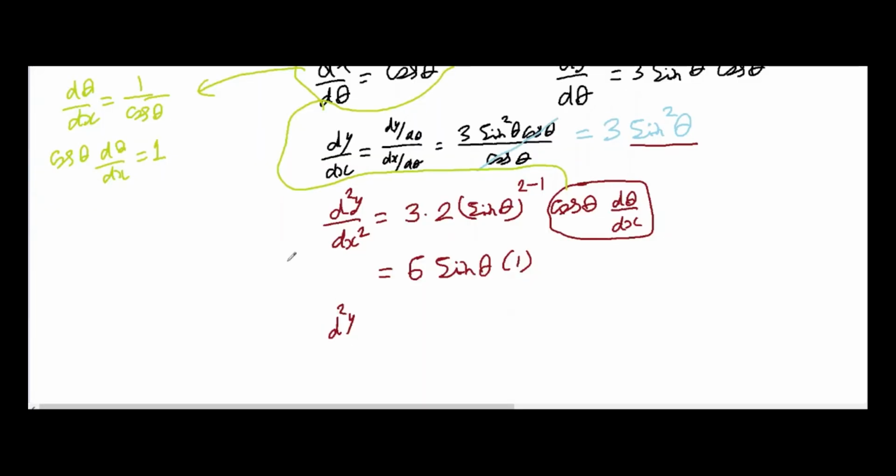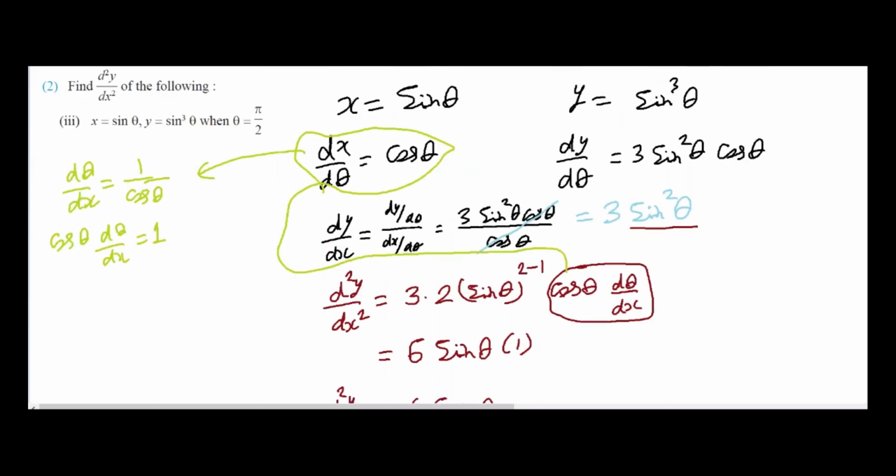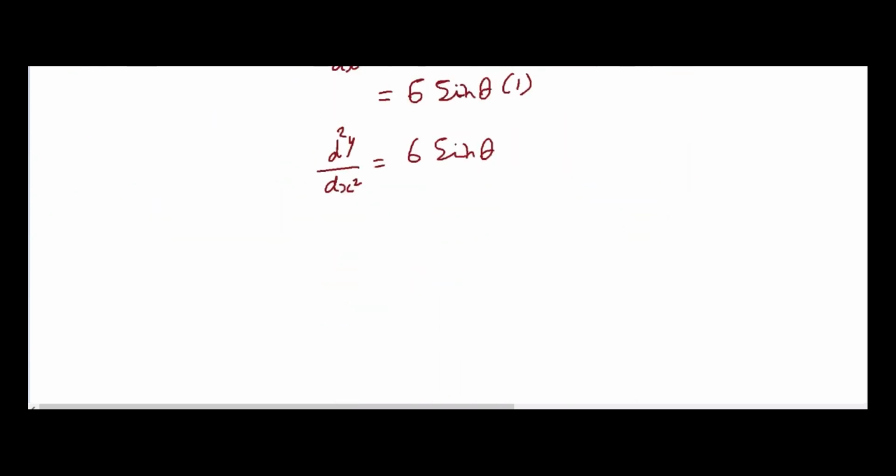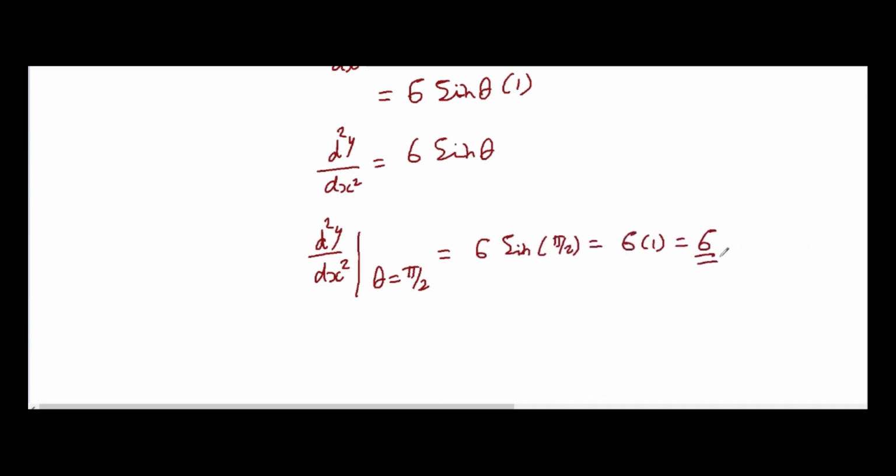Fine. So I will get d2y by dx square as 6 sin theta. Now what is my question? My question says that you have to find d2y by dx square when theta is equal to pi by 2. So d2y by dx square when theta is pi by 2 is 6 sine of pi by 2, which is nothing but 1. So 6 into 1 is 6.